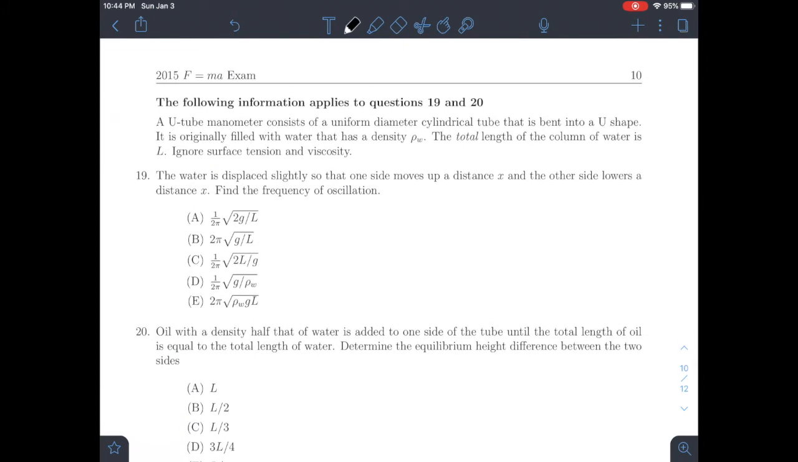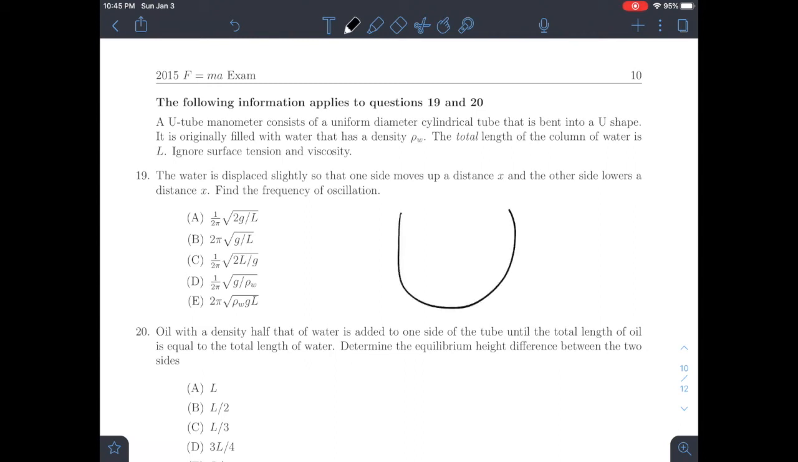But then question number 19. A U-tube manometer consists of a uniform diameter cylindrical tube that is bent into a U shape. It's originally filled with water that has density rho W. The total length of the column of water is L. Ignore surface tension and viscosity. Water is displaced slightly so that one side moves up a distance x, and the other side lowers a distance x. Find the frequency of oscillations.